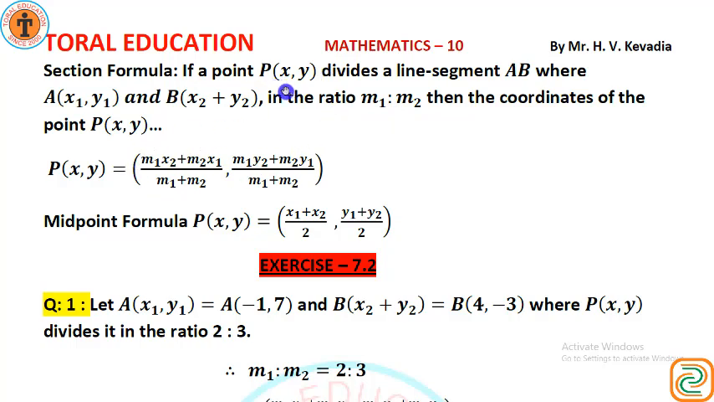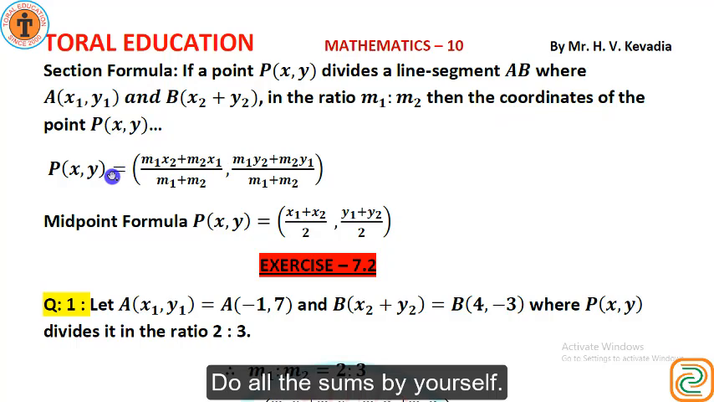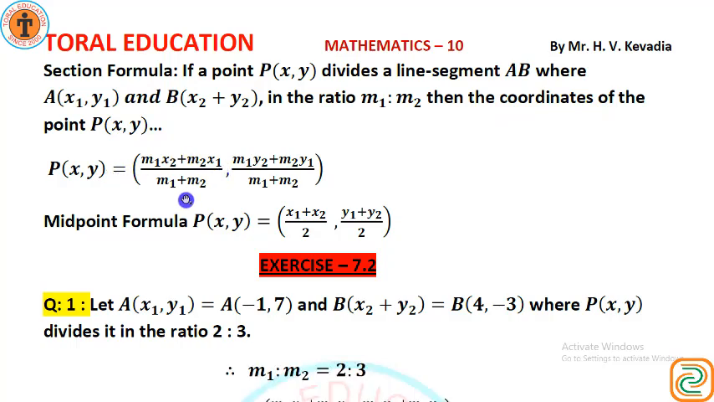Here P is the point which divides a line segment AB, where A is (x1, y1) and B is (x2, y2), in the ratio m1 is to m2. Then the coordinates of the point P(x, y) are (m1 x2 + m2 x1) upon (m1 + m2) and (m1 y2 + m2 y1) upon (m1 + m2). In both cases m1 + m2 is in the denominator.